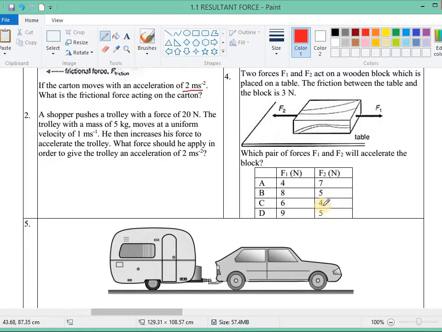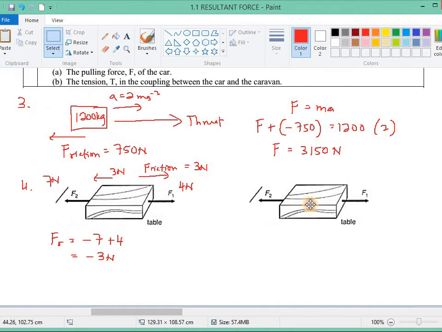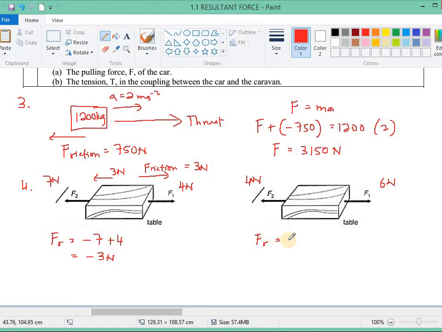C, 6 and 4. What happened when it is 6 and 4? This is 6 newton, this is 4 newton. So the resultant force of these two is 2 newton. But it says that the friction is 3. So does that mean the block is going to move? The answer is no, the block is not going to move.